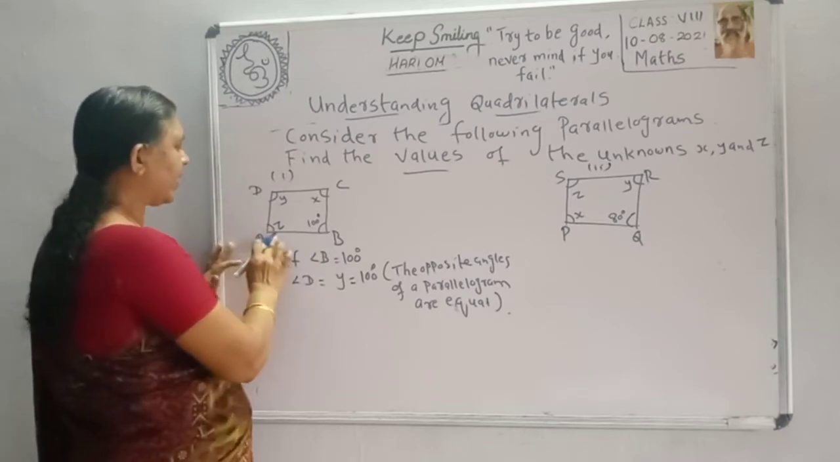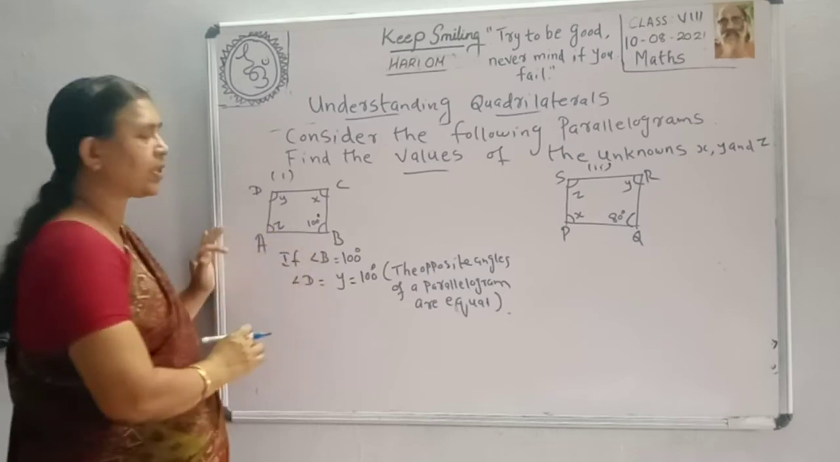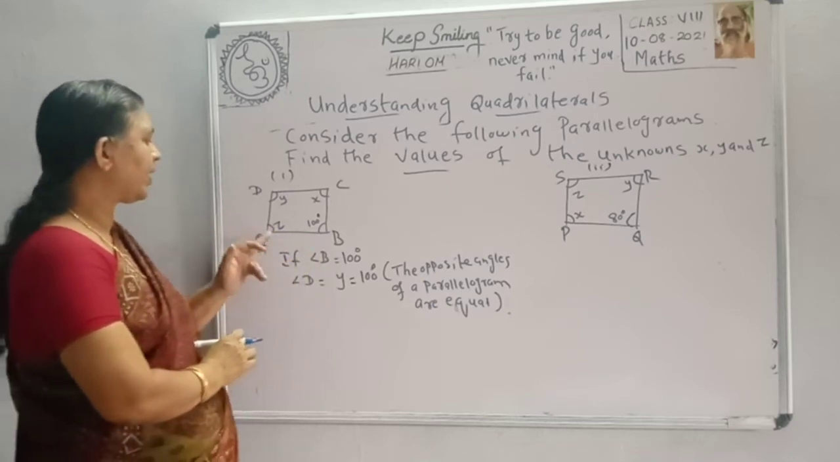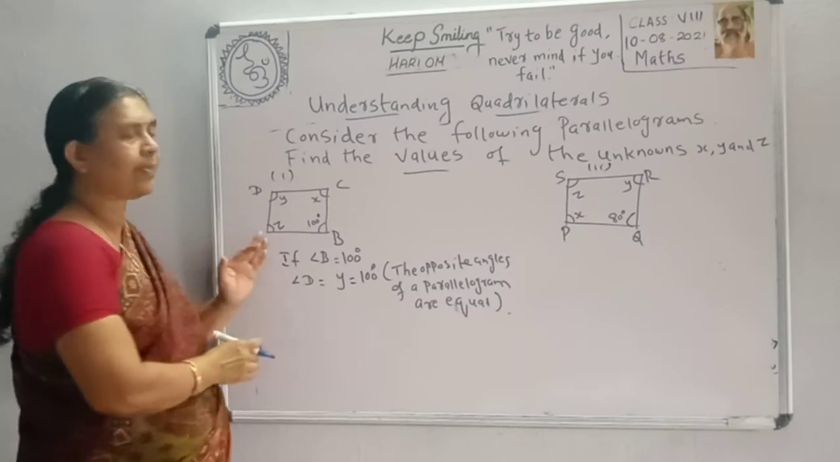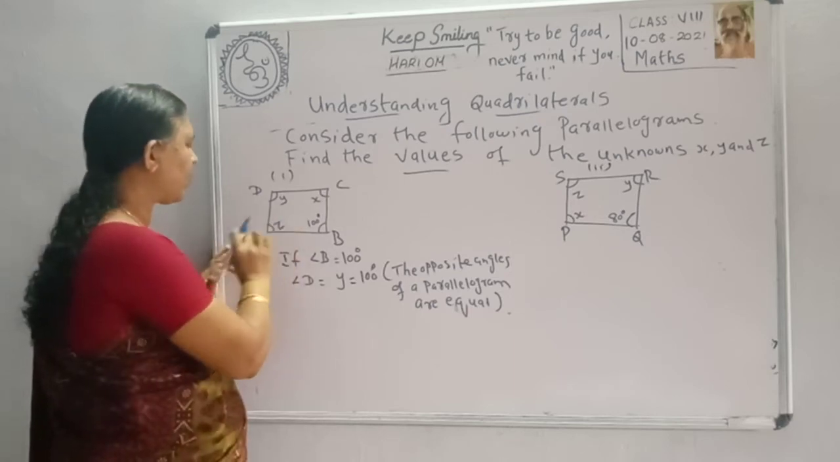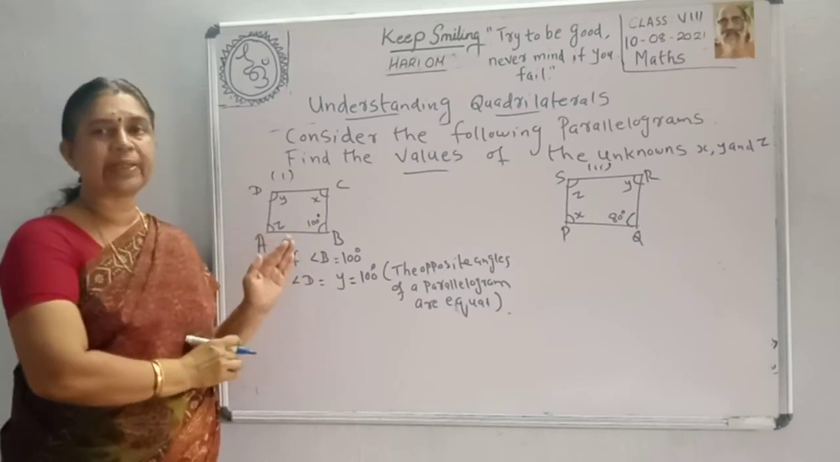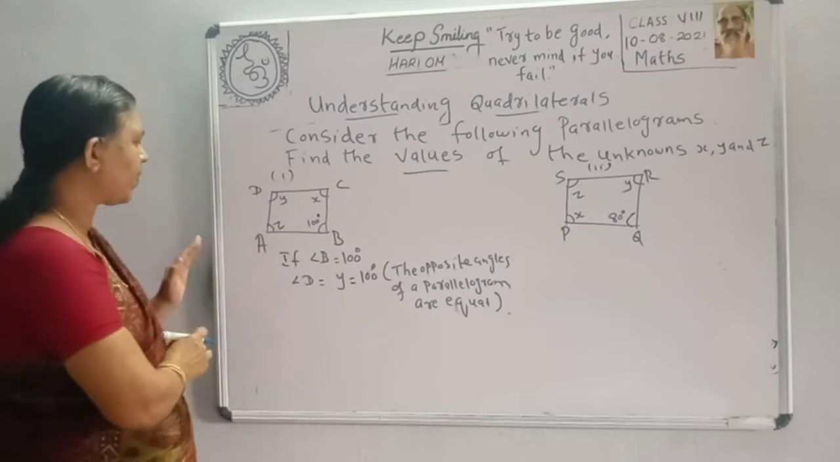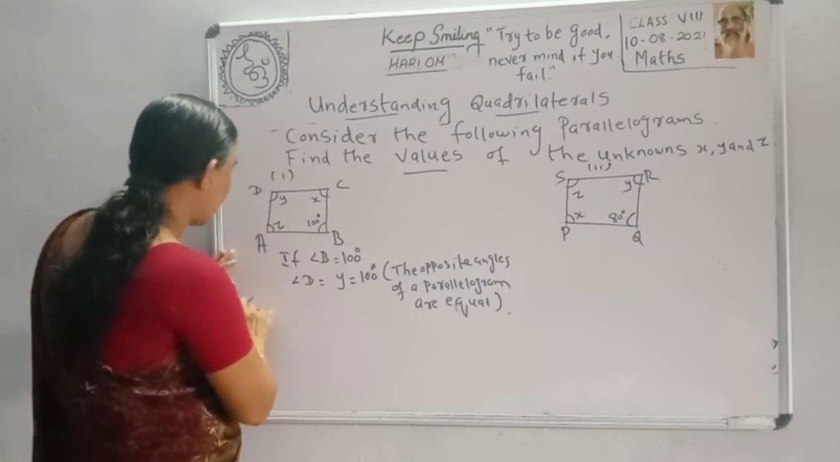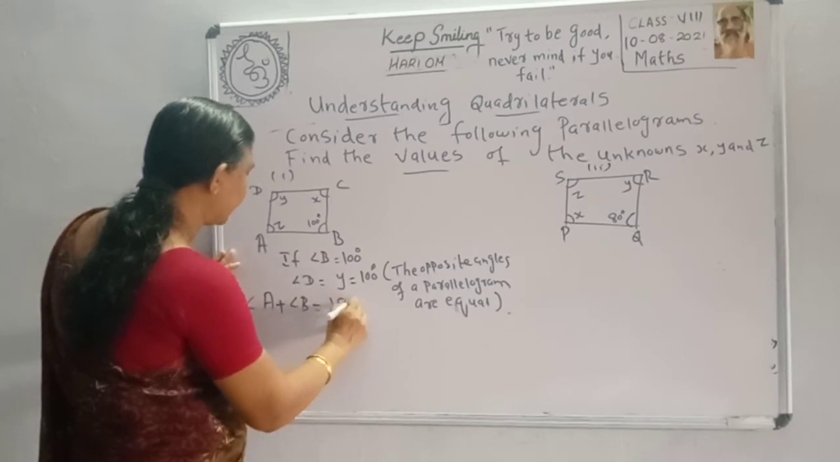Then, is there any property we studied for the adjacent angles of a parallelogram? To find the value of A, angle A and angle B are the adjacent angles of a parallelogram. We studied that the adjacent angles of a parallelogram are supplementary. Therefore, angle A plus angle B is equal to 180 degrees.